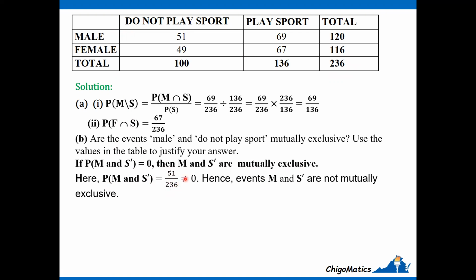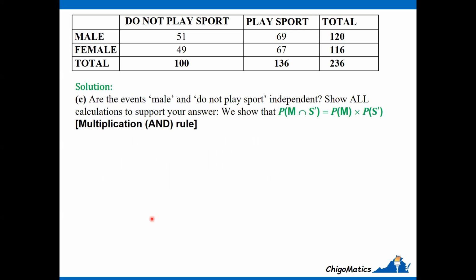And this probability is not 0, that is different from 0. Therefore, the hypothesis was not satisfied. Therefore, we cannot conclude this, then we have to negate. Hence, events M and S prime are not mutually exclusive. Or by writing not mutually exclusive, could have said events M and S prime are independent, because you know that the opposite of mutually exclusive is independent events. Okay, right. Then you go to C.